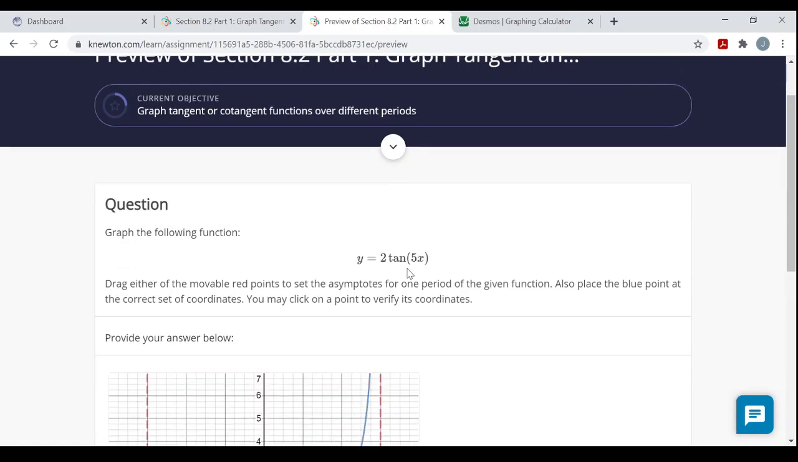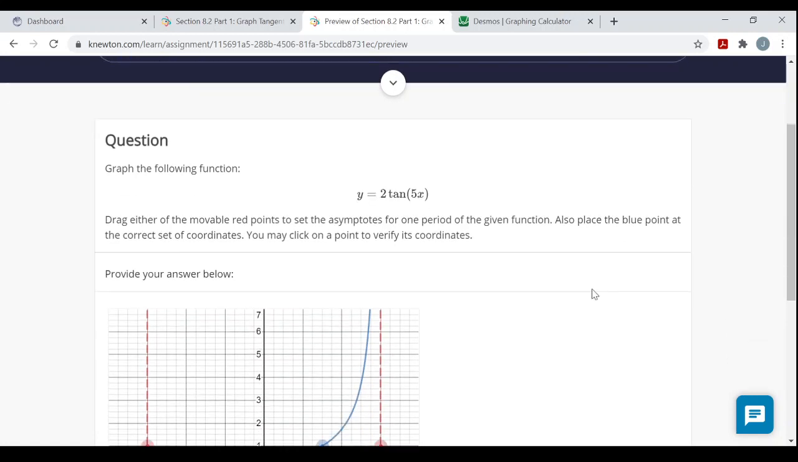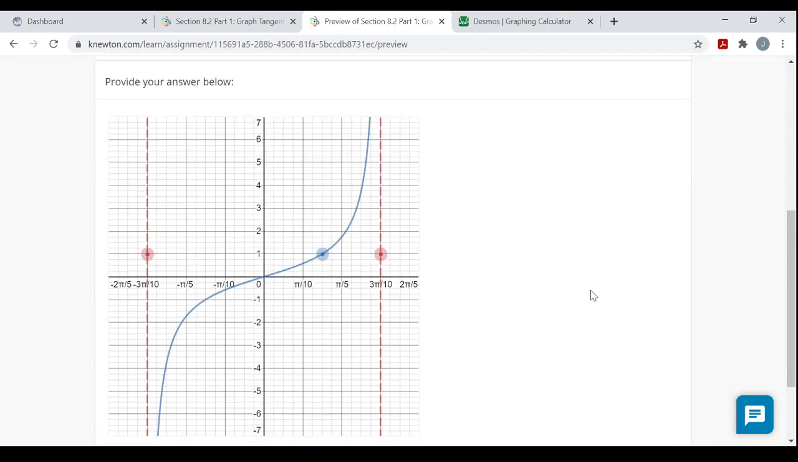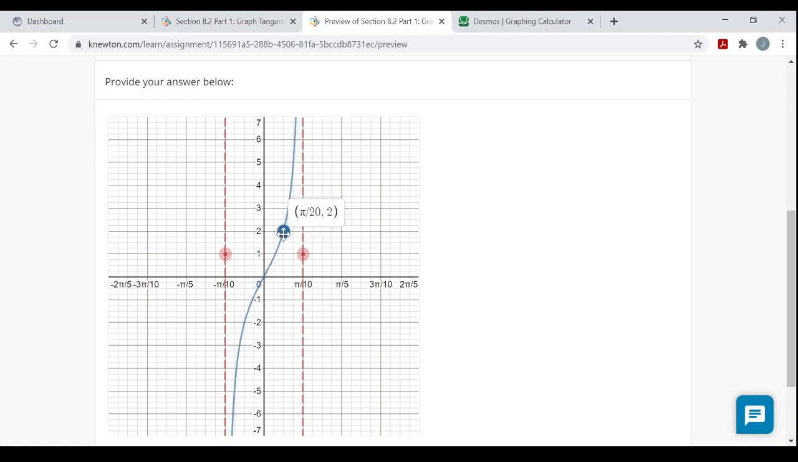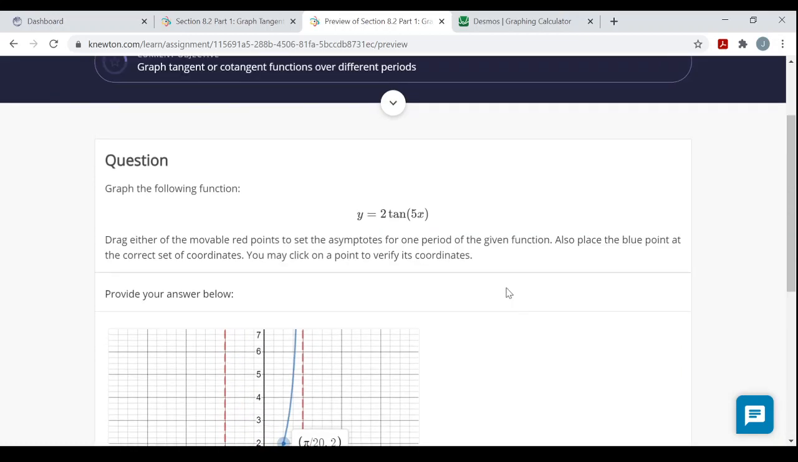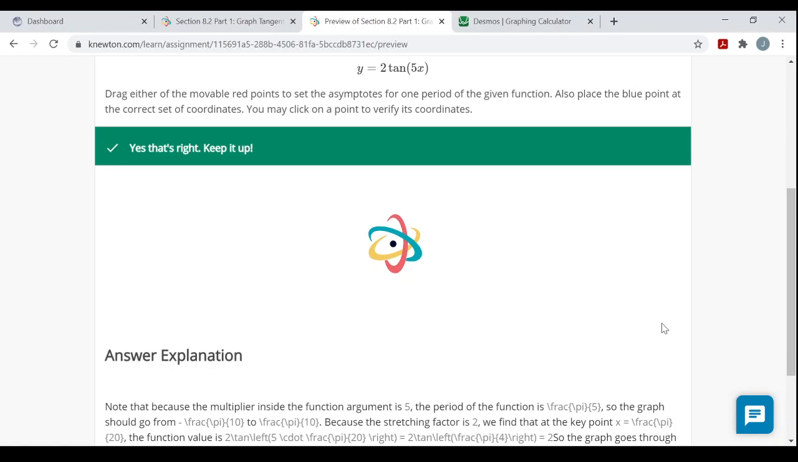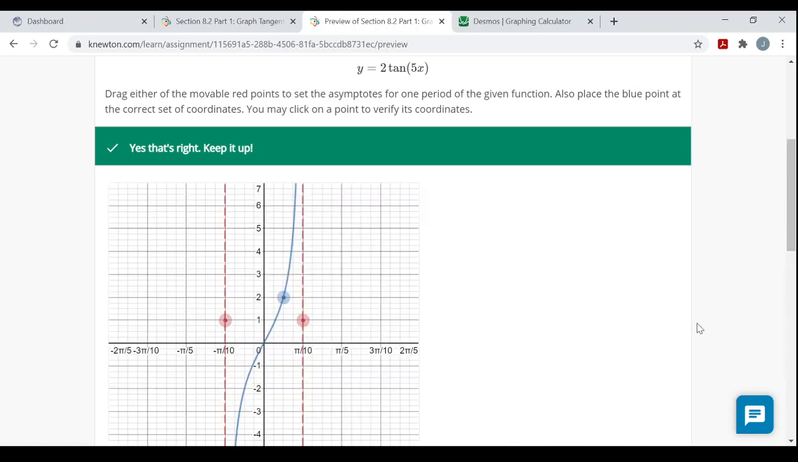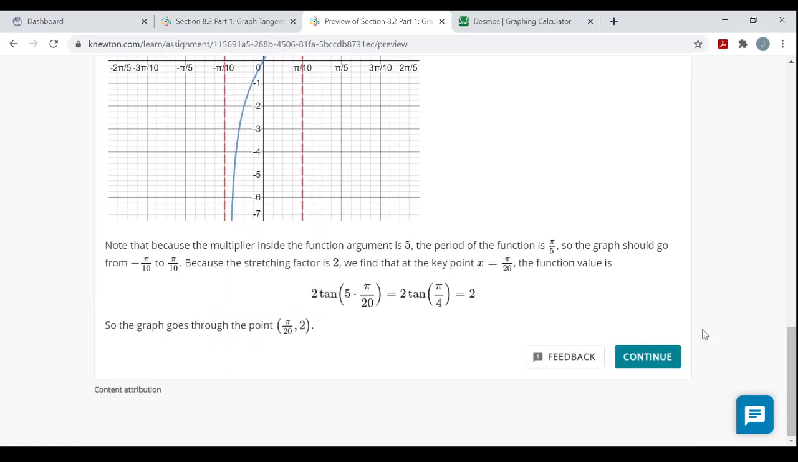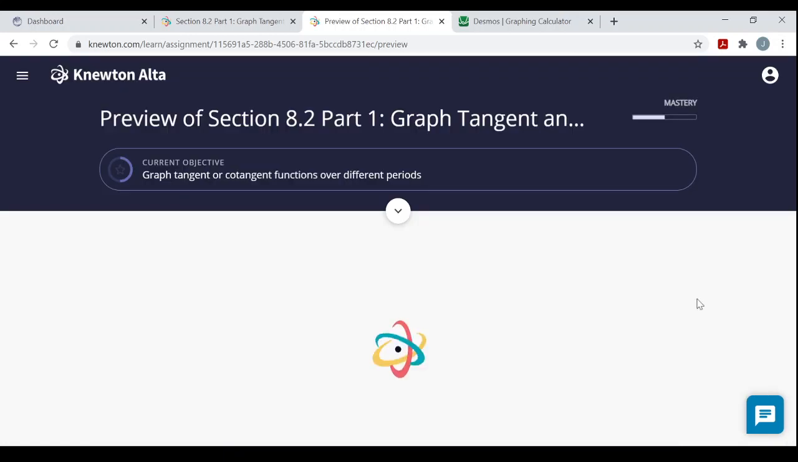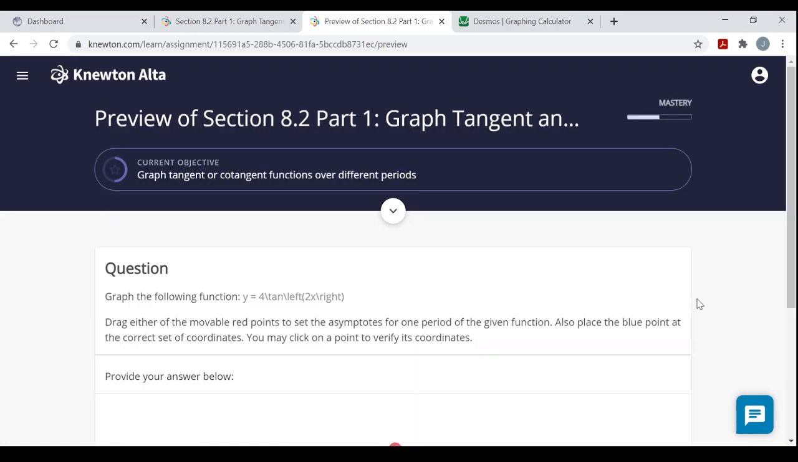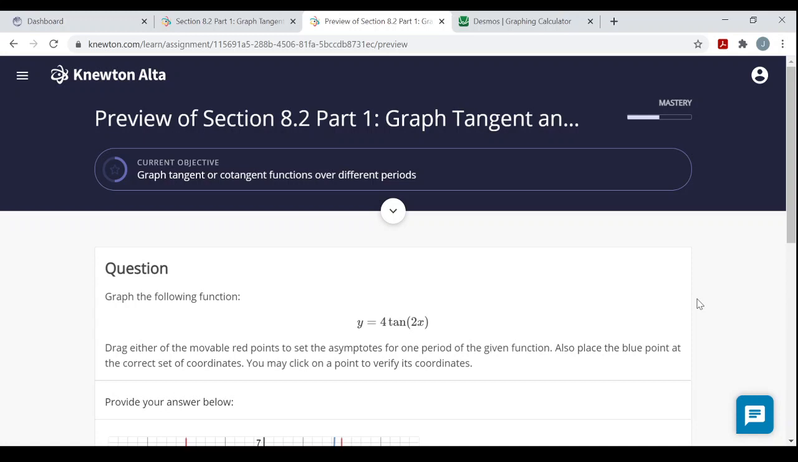So this one you have 2 times that. So all that would change, you'd have the same asymptotes, negative pi over 10 to pi over 10, but instead of pi over 20, comma 1, you'd have pi over 20, comma 2, because of this multiplied by 2 out front. Because the inside of the function was still the same, 5x, so it was kind of a joke one. And you can do it by hand. I would recommend trying to do it by hand first.